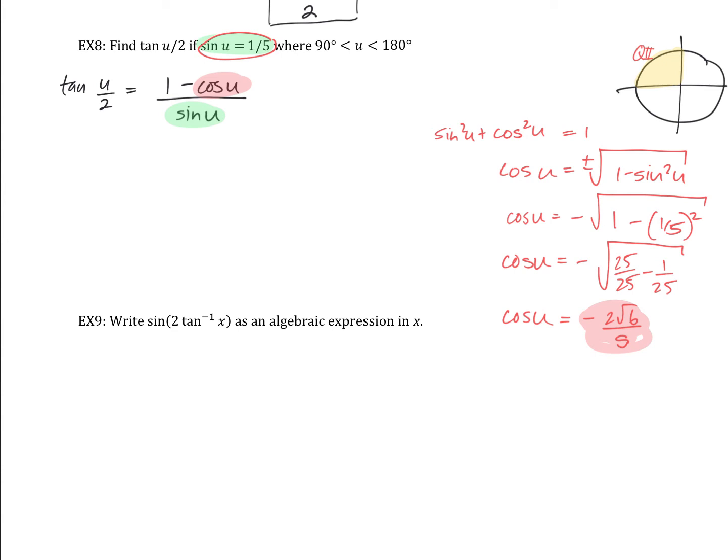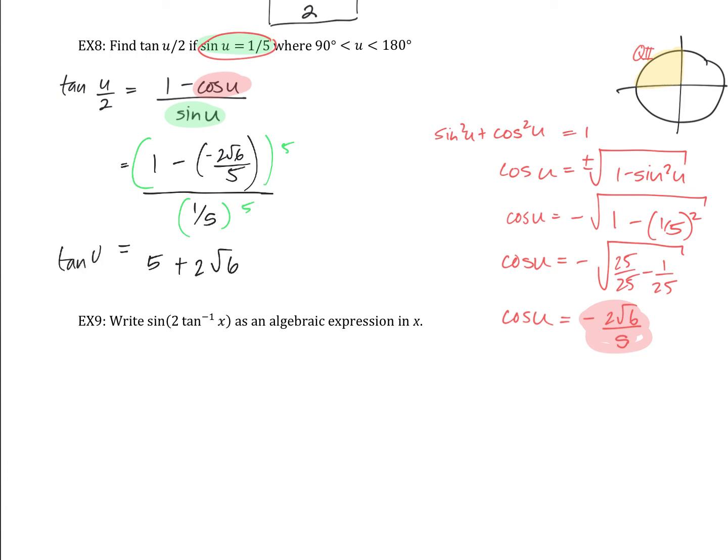Let's plug that into our equation. So now we have 1 minus negative 2 root 6 divided by 5 over sine of u, which is 1 divided by 5. Now we can go ahead to simplify those fractions with the 5. We'll multiply top and bottom by 5, and we will get 5 plus 2 root 6. So there we have it. Tangent of u over 2 equals this.